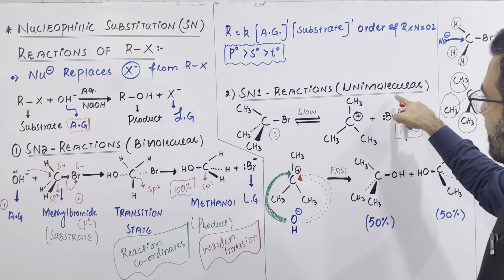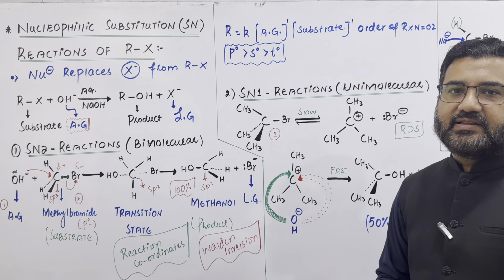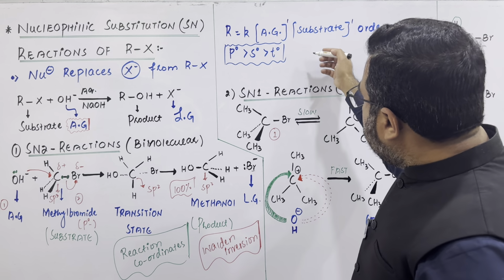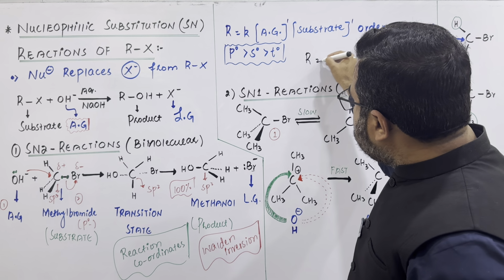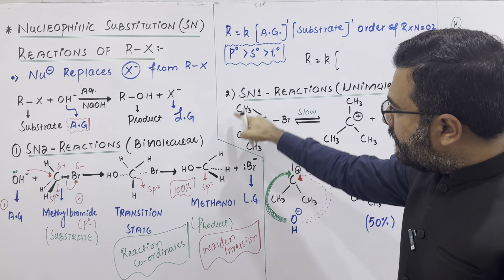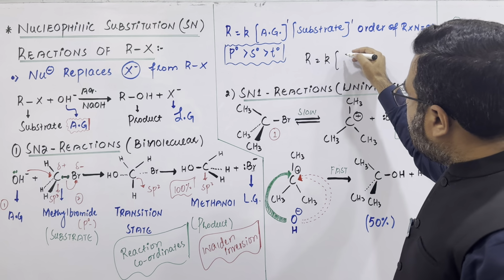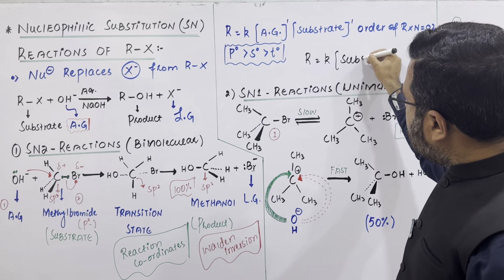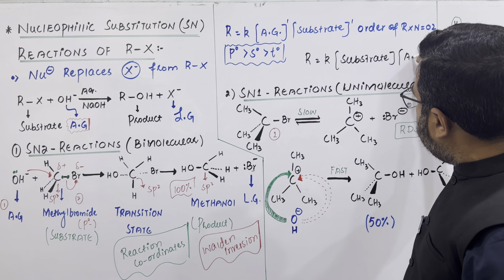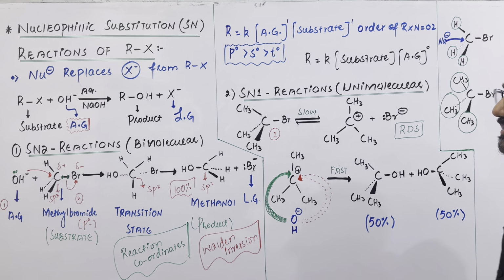That's why they are called unimolecular reactions, because there is only one molecule taking part in the rate determining step. How can we write down their rate law? The rate law will be written as R = K[substrate], and as only the molecule of alkyl halide is taking part in the slow step, the rate of reaction will only depend on the concentration of the substrate, or you can say alkyl halide, and it will be independent of the concentration of the attacking group, because the attacking group is not in the slow step.